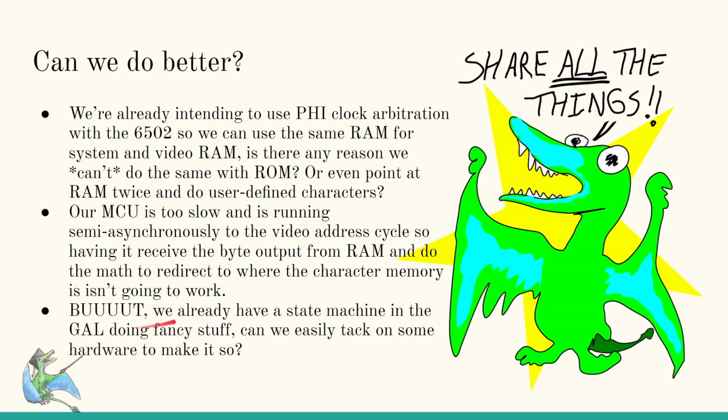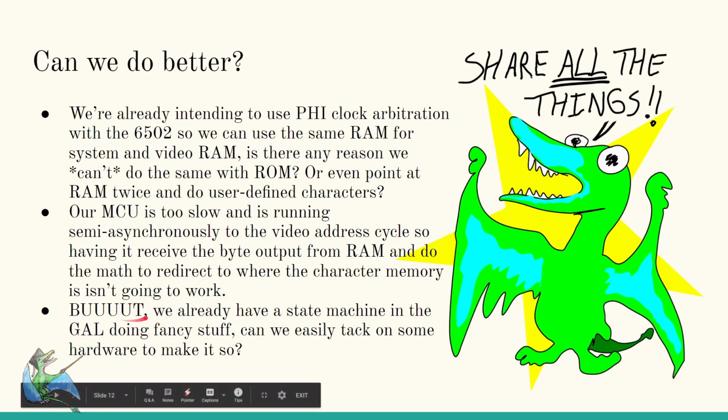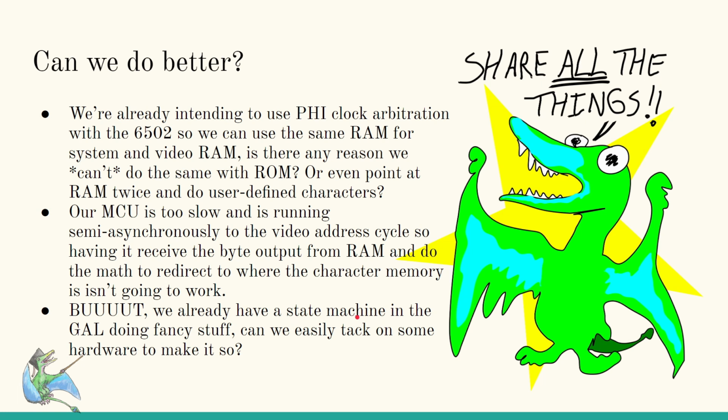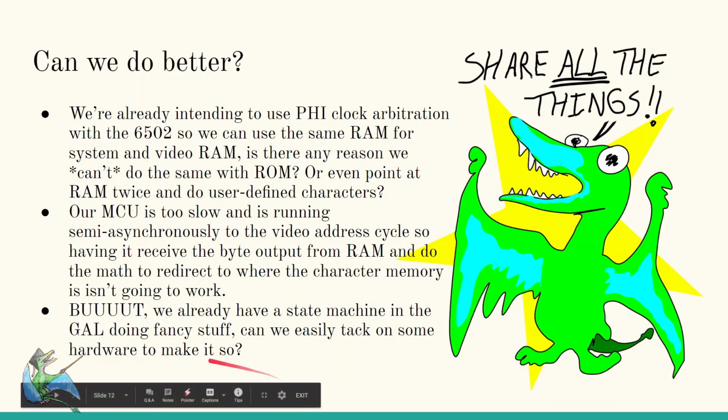It's also not really an option in this case, because you'd probably have to directly clock everything with the CPU. And my goal has been not to do that. The goal has been to build this in such a way that if you really don't want to use the microcontroller, you could rip it out and put a CRTC in there. But we are already doing fancy stuff with that GAL, the state machine that's doing all the clocking and stuff. So the thought occurred to me, could we simply tack a tiny little bit of additional hardware on there and make it happen?